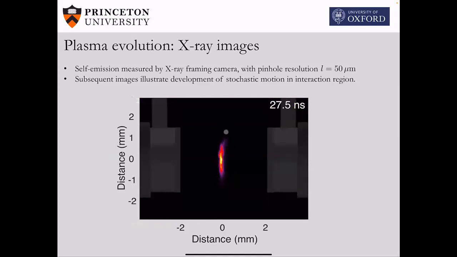Now looking at the same images, but slightly more zoomed out, we can take subsequent images to look at the development of stochastic motion in the interaction region. The way this manifests in these images is specifically the emergence of random fluctuations in the emissivity. We can see that some evidence of those fluctuations emerges 1.5 nanoseconds later and persists at all subsequent times at which we attained measurements.